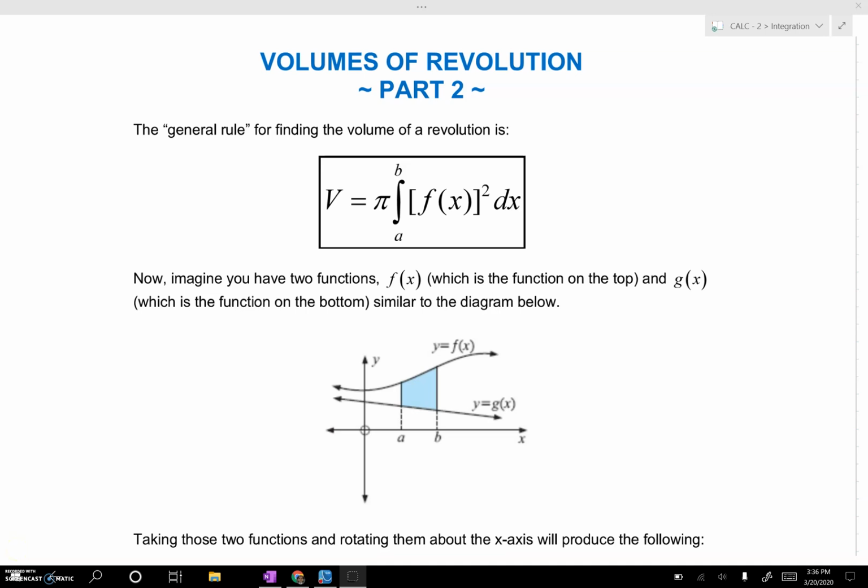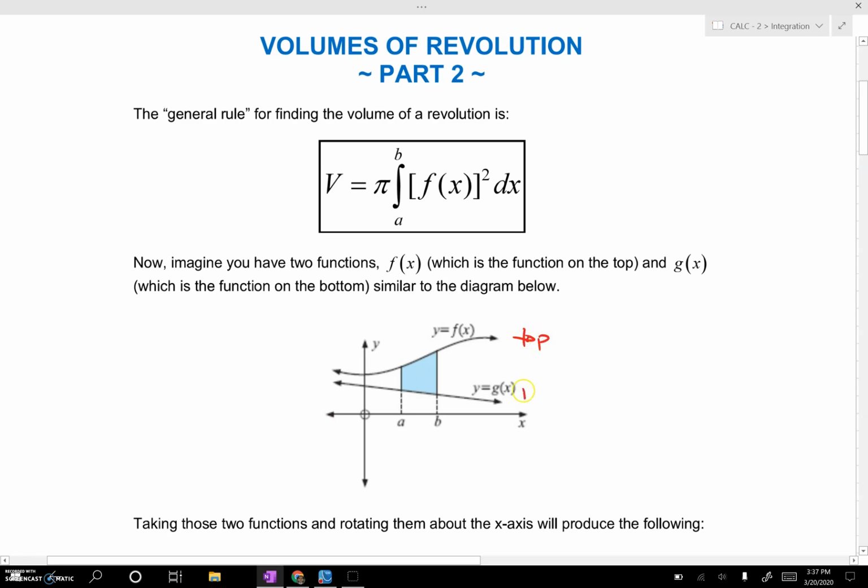Today we're going to take volumes of revolution one step forward. Remember last time we talked about the general formula for volumes of revolution, and it's pi times the integral of the function squared. Now imagine I have two functions. I always have a function that is on top, and I always have a function that is on the bottom.